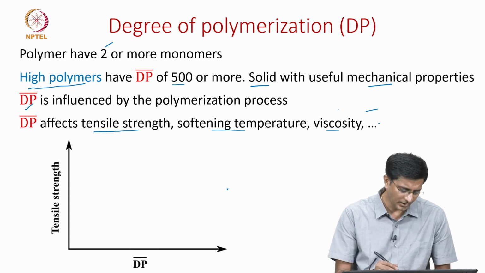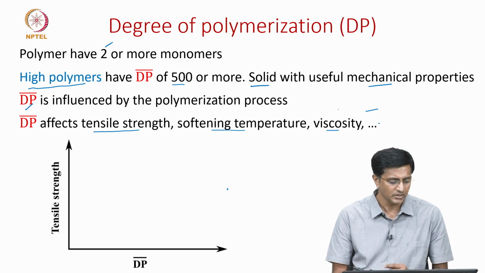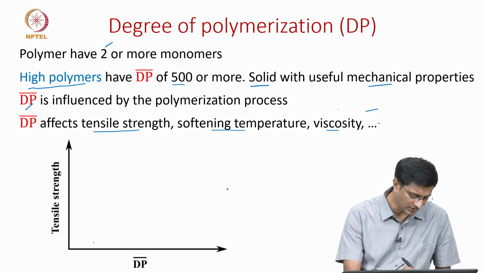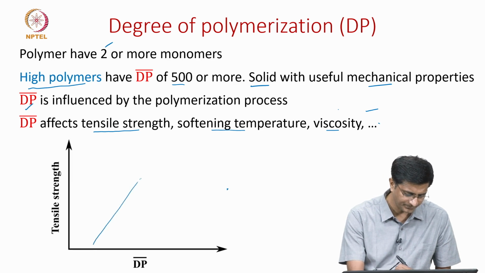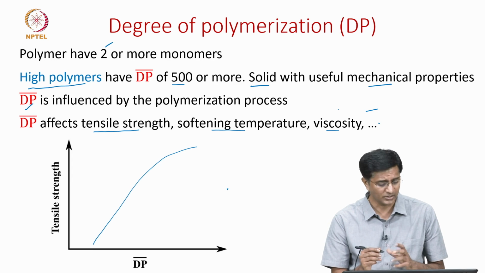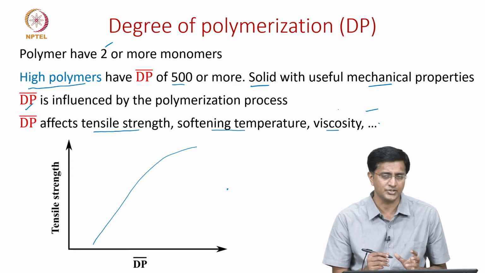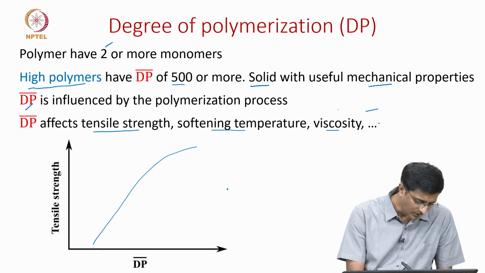So, let us look in detail at the tensile strength. How does it vary with degree of polymerization? Usually it is in this order. You will notice that the way I have drawn this picture, I did not start from the origin. Instead, we started from somewhere here. This more or less is about 300 dP.